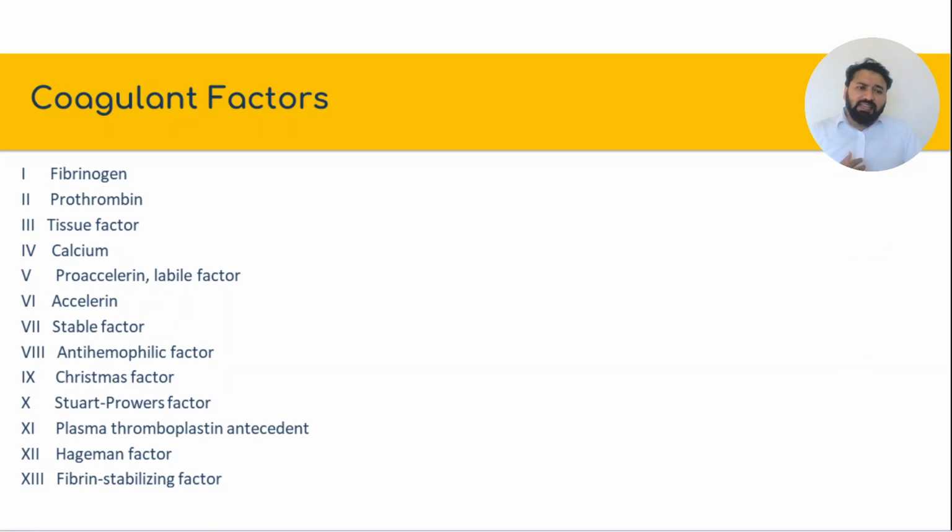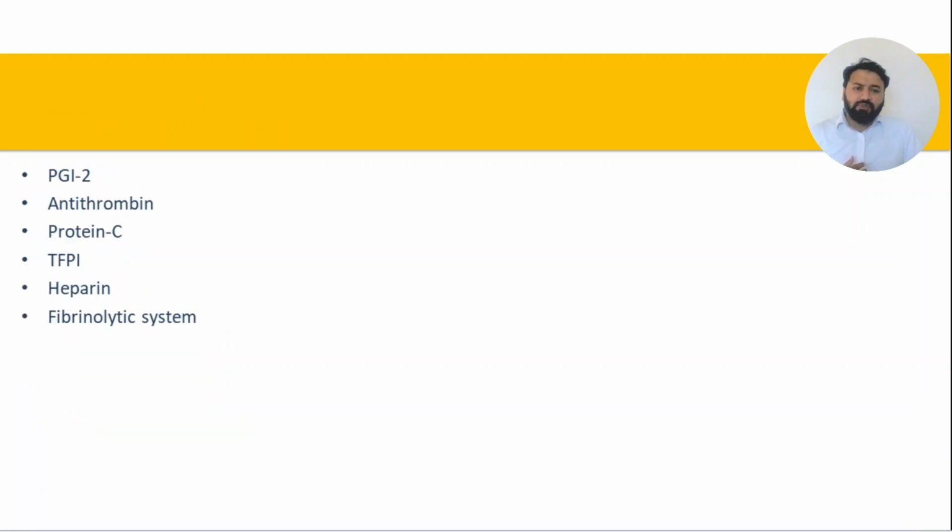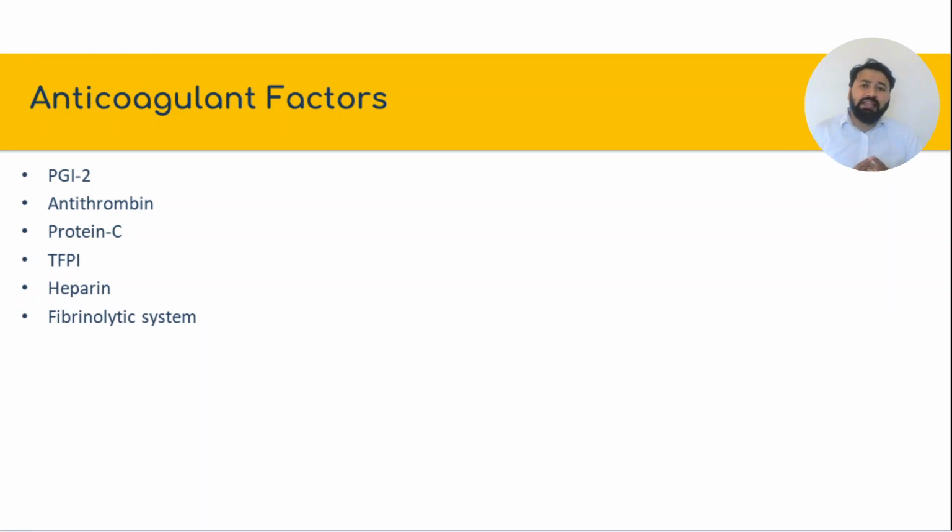Now the next is the anticoagulant factors. There are a number of anticoagulant factors, and the first example is PGI-1. What is this PGI-1? This is prostacyclin, which is a prostaglandin member of the eicosanoid family of lipids. Actually, this PGI inhibits the platelet activation and is also an effective vasodilator. So this is also known as epoprostenol when it is used as a drug.